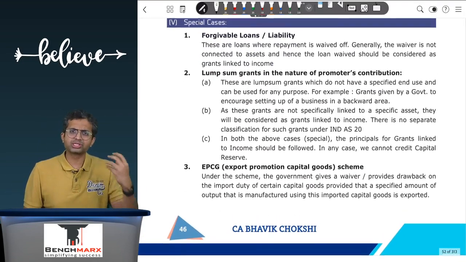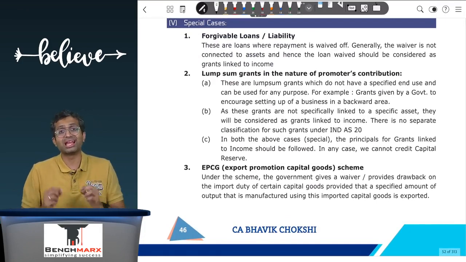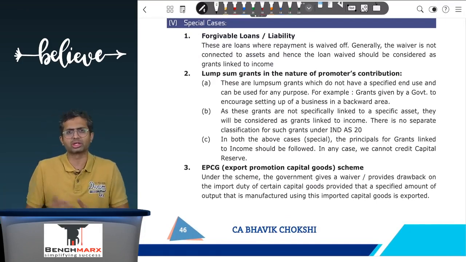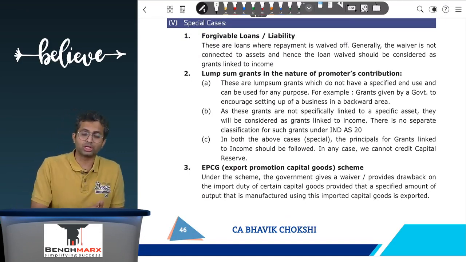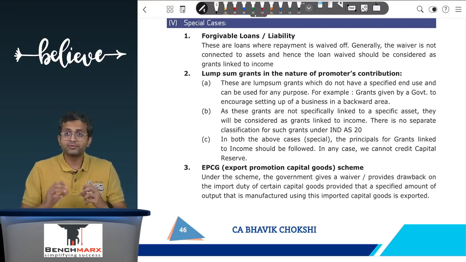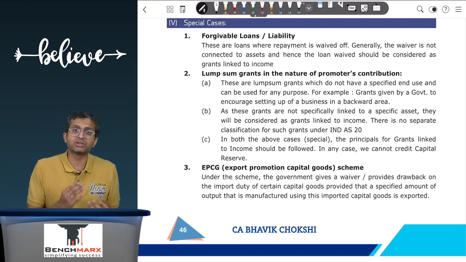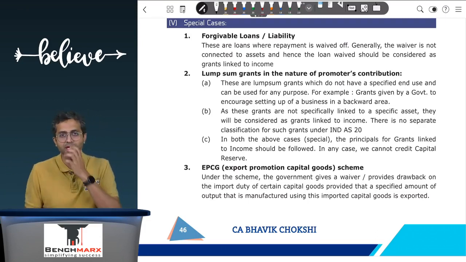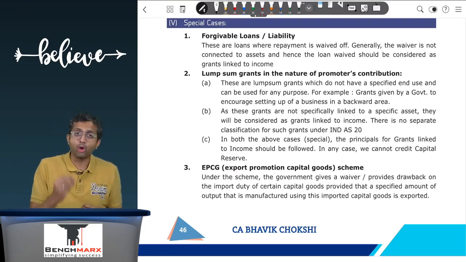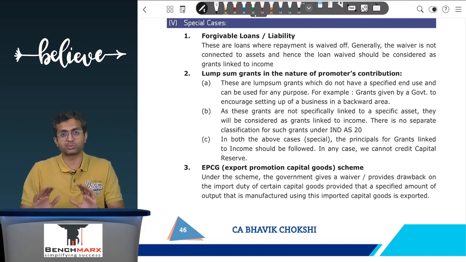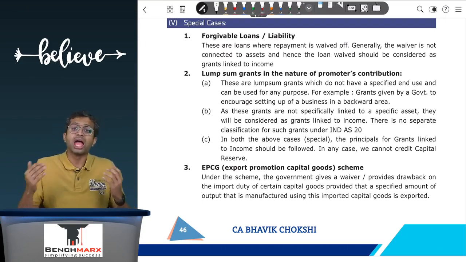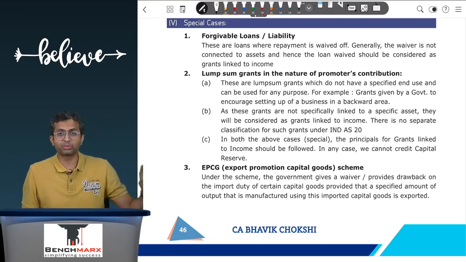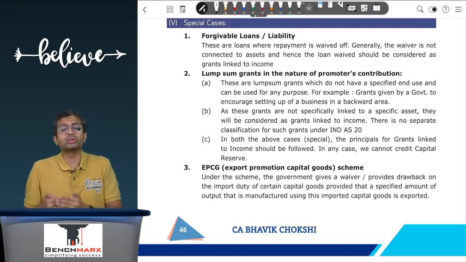A special case which is given in the institute study material is linked to something called EPCG, that is the Export Promotion Capital Goods scheme, which is there in customs, where the customs duty that you pay can be drawn back if certain specified export targets are met. The primary objective, as per a specific guidance given by the Expert Advisory Committee of the ICAI, is to encourage exports and not necessarily make the capital good that is imported cheaper. Hence, unless it is specifically given otherwise, we will treat it to be a grant linked to income.